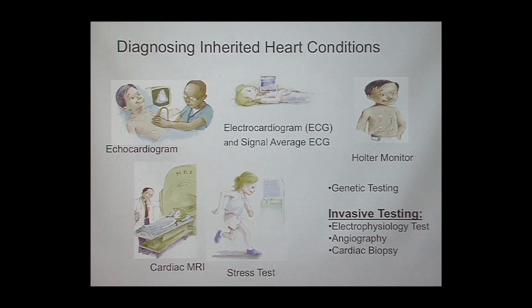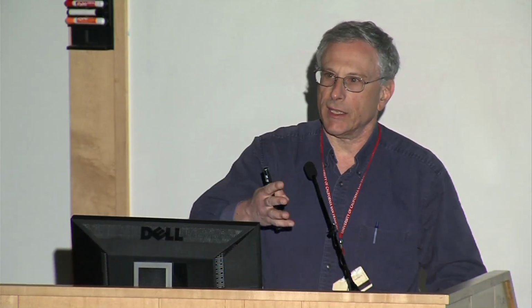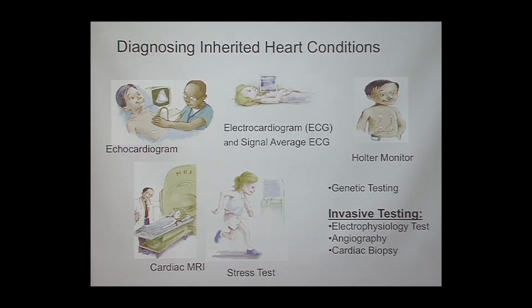Now, diagnosing heart conditions, of course, as you know, there's a lot of tools we have to identify what is called the phenotype. And the phenotype means the clinical appearance, the presentation of the person. It is in contrast to what we call the genotype, which is the genetic makeup of a person. So, echocardiogram, we can look for abnormalities in heart wall motion and in valve motion. Lots and lots of information can be obtained from an echocardiogram.